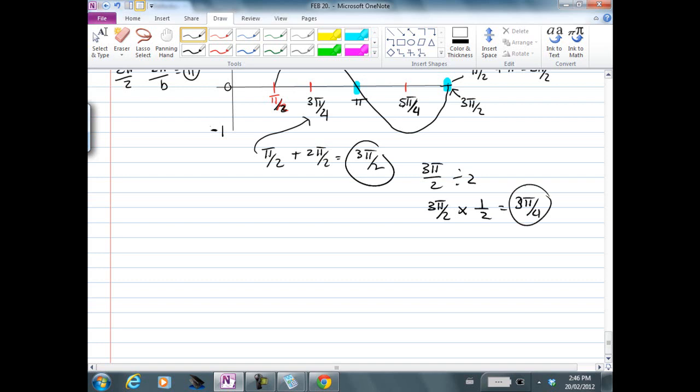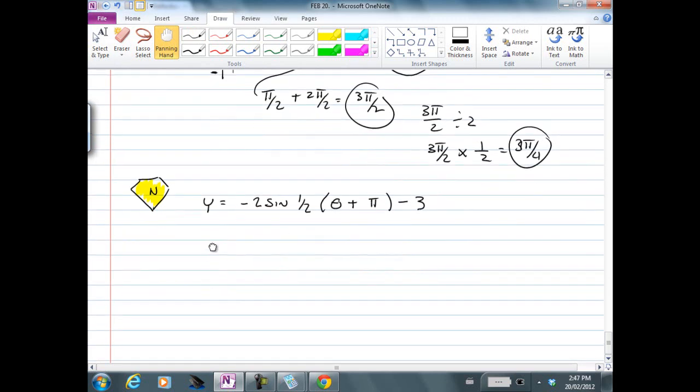Guys, gals, here is your supernova question for today. Keep it there. Good luck with this one. I'm going to merge everything together now. And to speed up, I'm going to give you a short one: y equals negative 2 sine of 1/2 theta plus pi, minus 3. Before you start, I'm going to ask you, what is my amplitude?